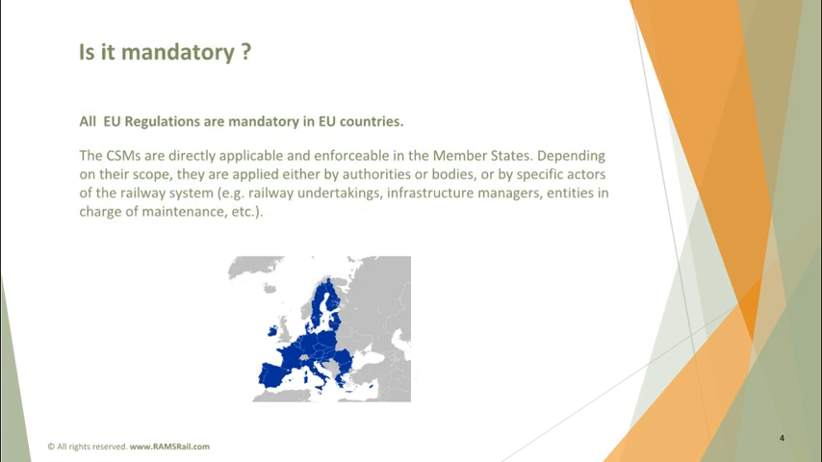Is CSM mandatory? Depends on your country. In the European Union, all EU regulations are mandatory. The CSMs are directly applicable and enforceable in the member states. Depending on the scope of the change, they are applied either by authorities or bodies, or by specific actors of the railway system. For example, railway undertakings, infrastructure managers, entities in charge of maintenance, etc.